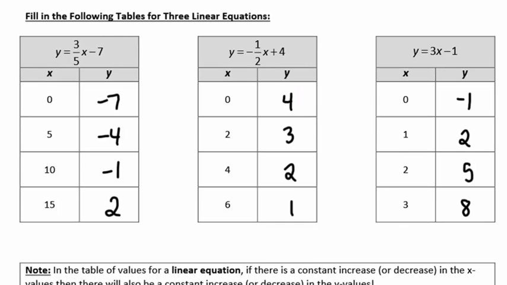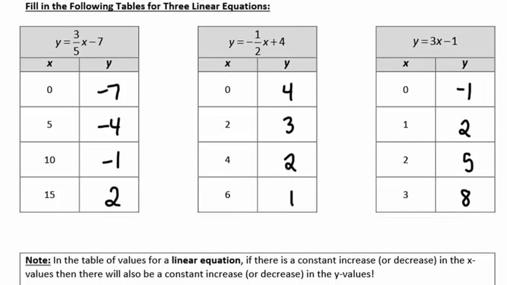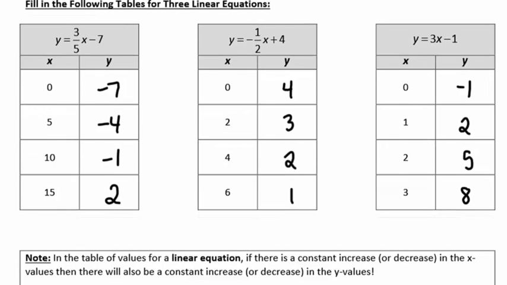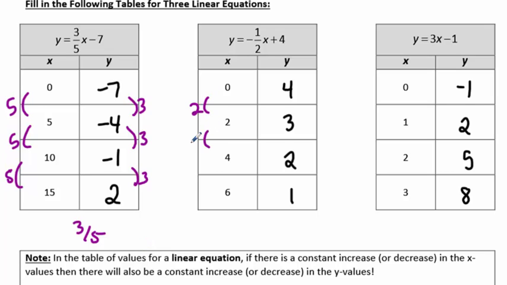Notice that in the tables, since these are linear equations, there's going to be a constant increase or decrease in the x and y values. These x values increase by 5 each time, and their y values increase by 3 each time. The ratio of those is 3/5, which is the slope. These x values increase by 2 each time, and these y values decrease by 1 each time. Again, their ratio is the slope.